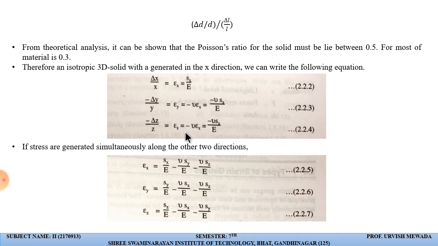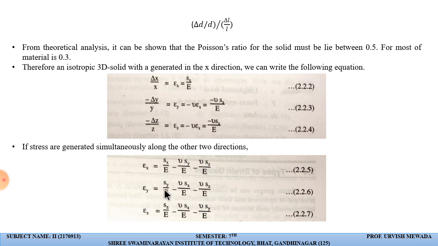So epsilon z is equal to minus v sx by e minus v sy by e. So from these three equations we can say, if the stresses are generated simultaneously, means one by one along the other two directions, then the equation of epsilon x will become sx by e minus v sy by e minus v sz by e. So here we are considering all the planes x, y and z.